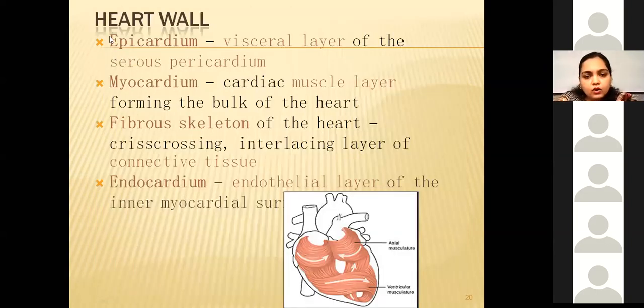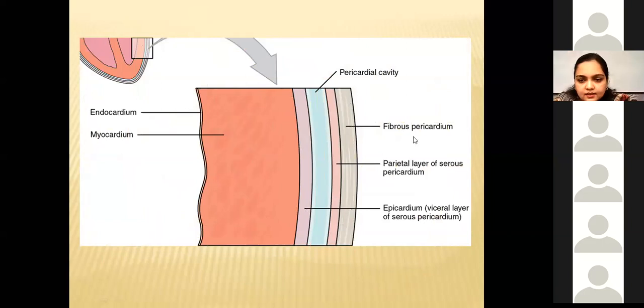Now the heart wall, I told you: epicardium, myocardium and the endocardium. Epicardium is the visceral layer of the serous pericardium, myocardium is made up of cardiac tissue, and then we have the endocardium, purely made up of the endothelial cells. This is a slide again showing the pericardial cavity, pericardium, epicardium, myocardium.